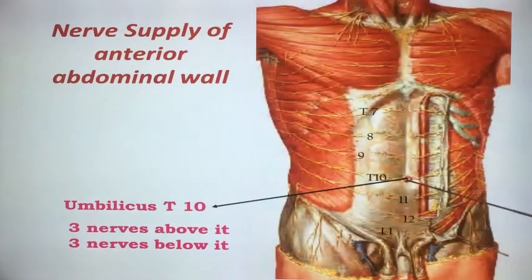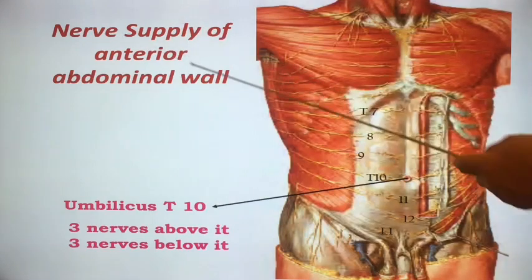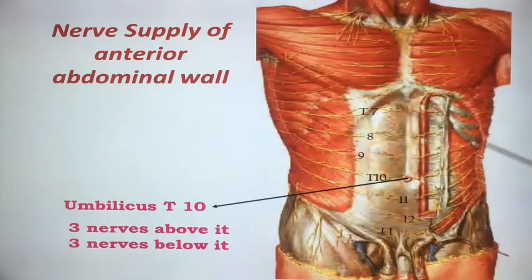I want to make it easy for you. The nerve supply of the anterior abdominal wall: I want to tell you they are 7 nerves. How many? They are 7. If I say T10 supplies the umbilicus, we are left with the 3 nerves above and the 3 nerves below. T10 to the umbilicus, 3 above, of course, 9, 8, and 7, and the 3 below, 11, 12, and L1. L1, I just discussed it: iliohypogastric and ilioinguinal.